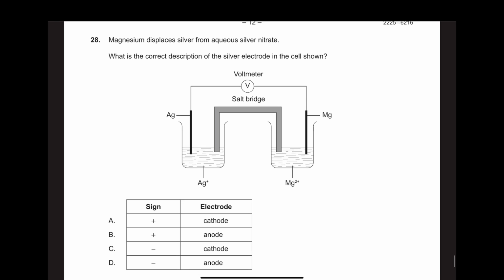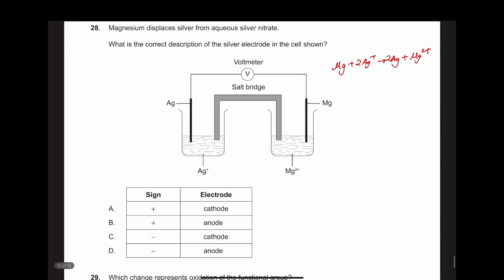So magnesium displaces silver from aqueous silver nitrate. So Mg plus 2Ag+ gives you 2Ag plus Mg2+. Right? It's a displacement reaction, and this is a spontaneous reaction, right? So we will use exactly this reaction in our voltaic cell.